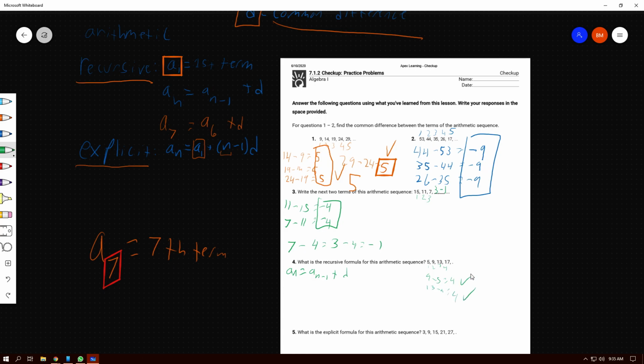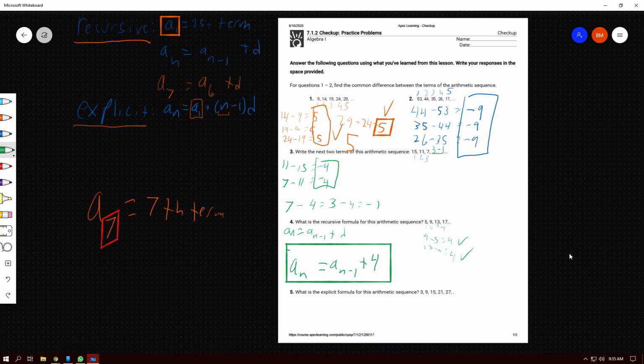So my recursive formula is plugged in. That's it. I'm done. That's all you need to plug in for is the common difference. Now, if they want us to solve and utilize that, and act on it, it's a little bit different.